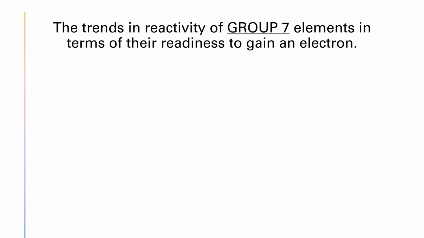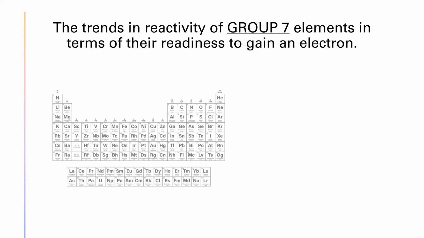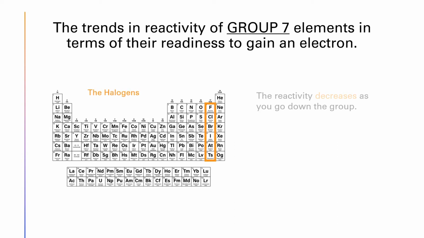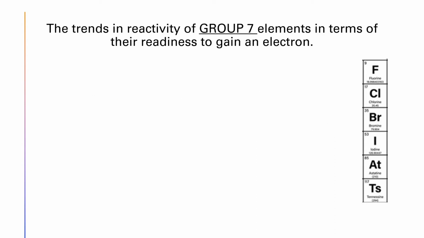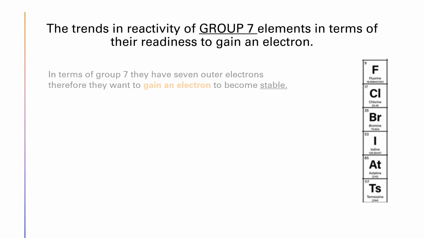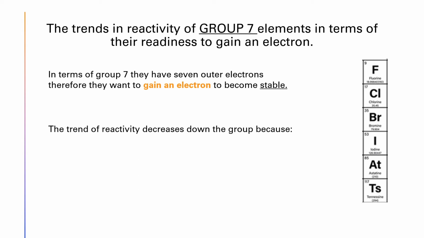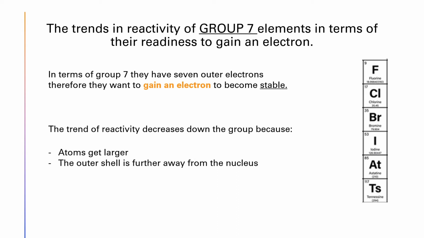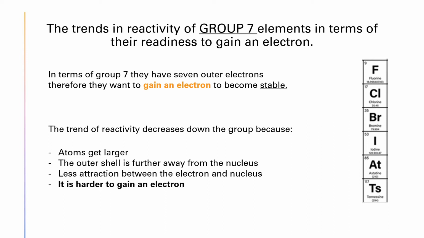So the trends in reactivity of group 7 elements in terms of their readiness to gain an electron. The group 7 elements are called the halogens, and the trend is that the reactivity decreases as you go down the group. But why? In terms of group 7, they all have 7 outer electrons on their outer shell. Therefore, in order to have a noble gas configuration, they need to gain an electron to become stable. The trend in reactivity decreases down the group because the atoms get larger. Therefore, the outer shell is further away from the nucleus. There is less attraction between the electron and the nucleus. Therefore, it is harder to gain an electron.